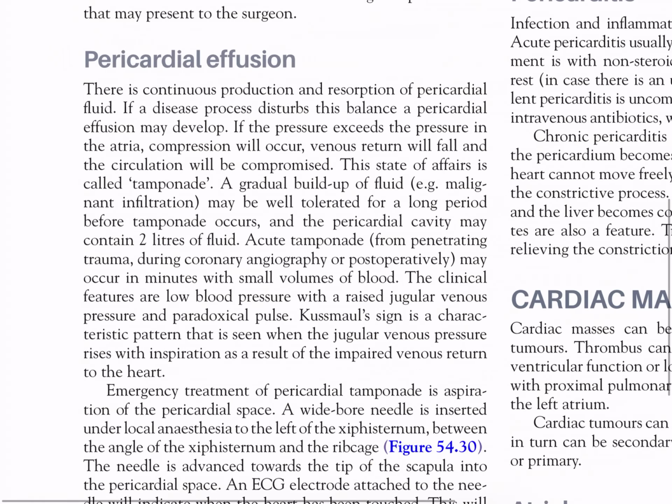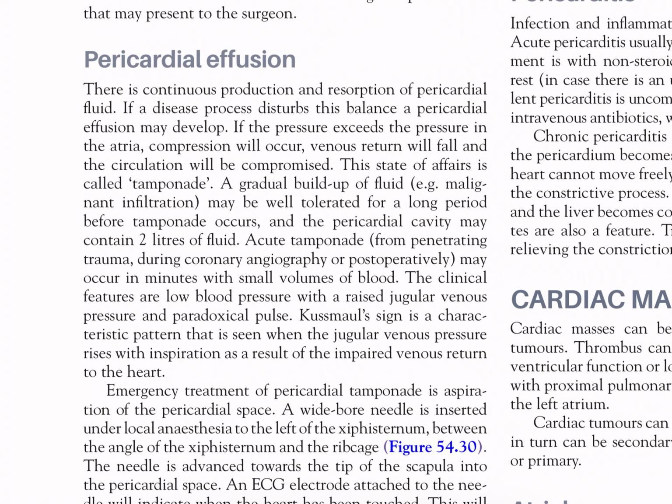Pericardial effusion: there is a continuous production and resorption of pericardial fluid. If a disease process disturbs this balance, a pericardial effusion may develop. If the pressure exceeds the pressure in the atria, compression will occur, venous return will fall, and circulation will be compromised. This state of affairs is called tamponade.